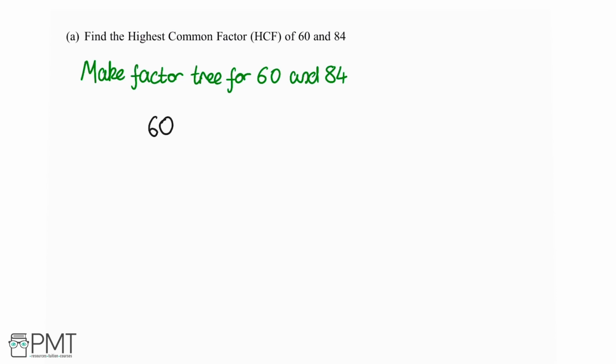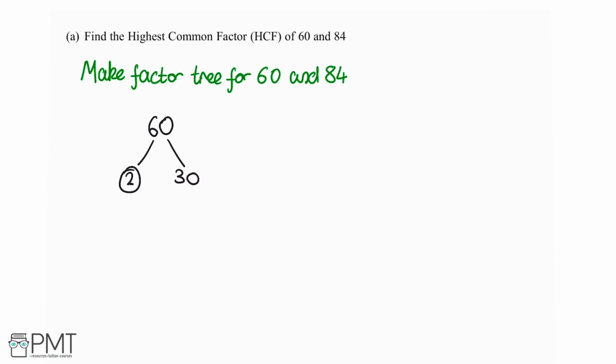Find the highest common factor of 60 and 84. So the first thing we're going to do is make a factor tree for 60 and 84. So what I mean by that is I'm going to start with 60 and we're going to branch off and look at some factors. So what two numbers multiply together to get 60? Well, 2 and 30 would work. And as soon as we reach a prime number, we know that branch has stopped. So here we can see 2 is a prime number. So this branch has stopped and I'm going to put a circle around it. But because 30 isn't a prime number, this branch is going to carry on.